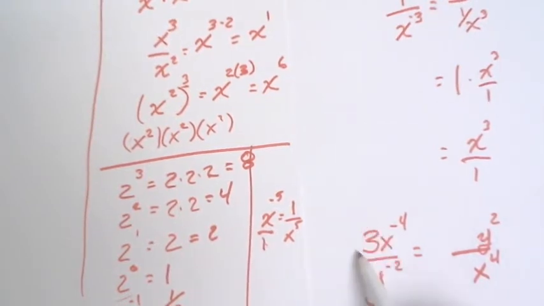Notice this 3 doesn't have a power on it. This negative 4 is only on the x, so it didn't move when we moved the x to the 4th down. This 3 is just being multiplied by that, so that's going to stay up on top and be multiplied. If it had a negative exponent on it itself, we could move it, but be careful. This negative 4 is not on that 3, so it's not going to move.